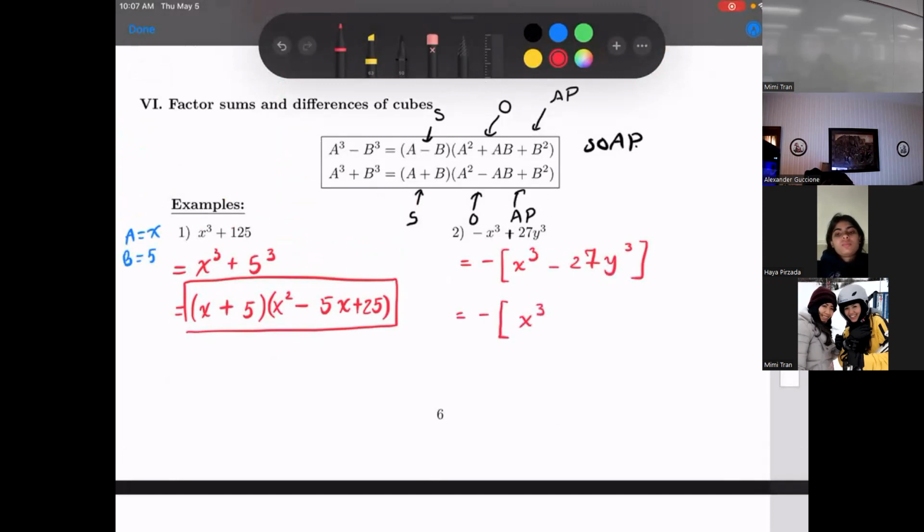X cubed, there's nothing you can do about x cubed. It's just the blob squared. Your blob is x. Now for the second one, what number when you cube gives you 27? If you doubt yourself, you can cube root 27. Cube root of 27 is 3. If you forget, just 3 times 3 times 3, so 9 times 3 is 27. Good. So now your A is x and your B is 3y.